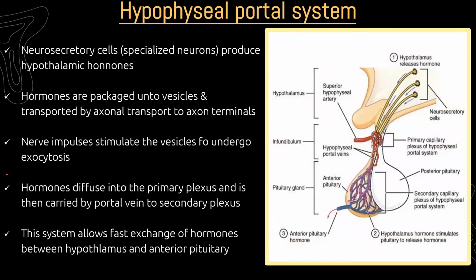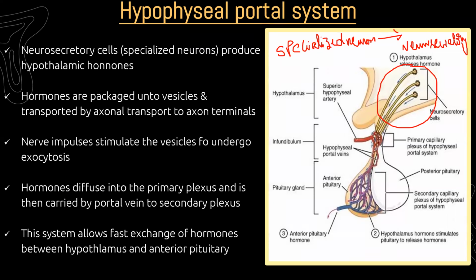This is the nervous system. In the nervous system, there are specialized neurons. I am using the word specialized neuron. This specialized neuron, what do you call it? You call it a neurosecretory cell. Why did I use the word neurosecretory cell, friends?